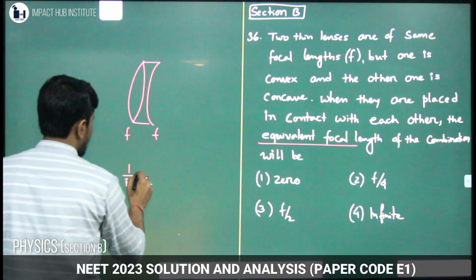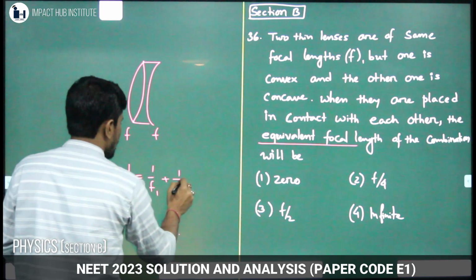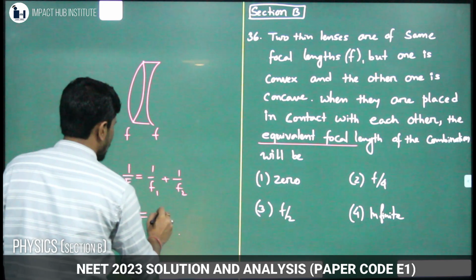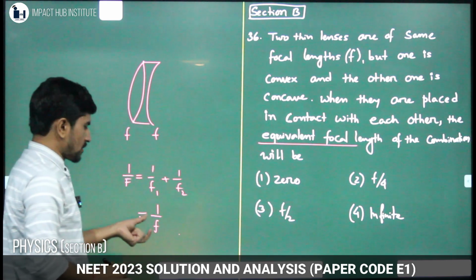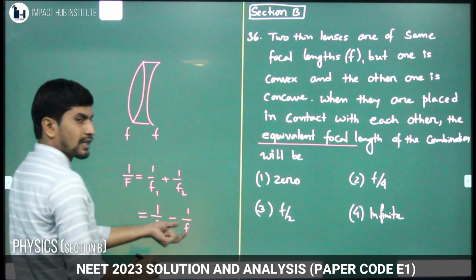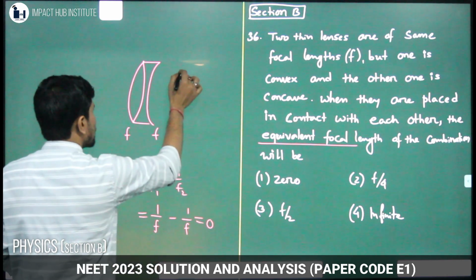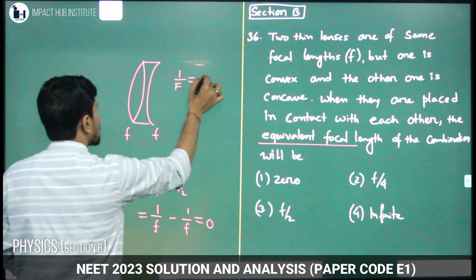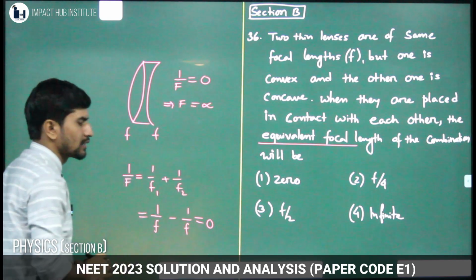First of all, this is the formula for the equivalent focal length of a system of lenses in contact with each other. For a convex lens, the first principal focus is positive. For a concave lens, the first principal focus is negative, that's why minus f. So it will be equal to 0. What does it mean? The focal length of the combination will be equal to infinity. Okay, so it is infinity.